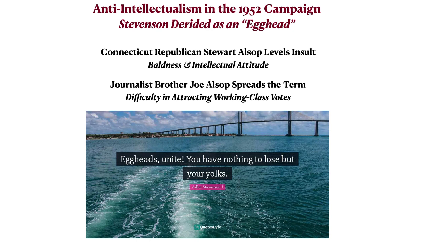I mean, the party under Franklin Roosevelt had become the party of the working class, but Stevenson was sort of successfully portrayed as someone who was out of touch with that class because of his intellectual airs.